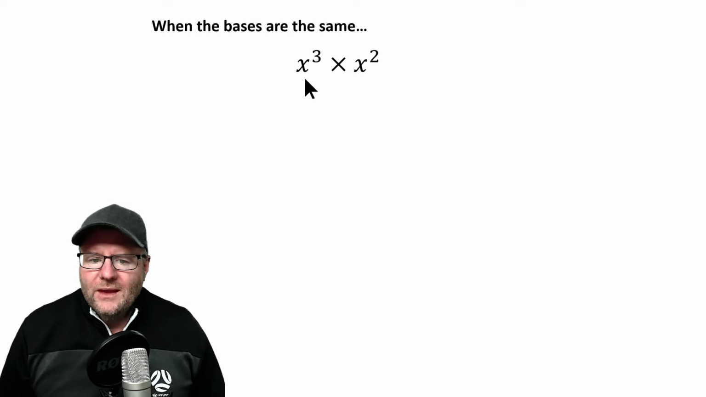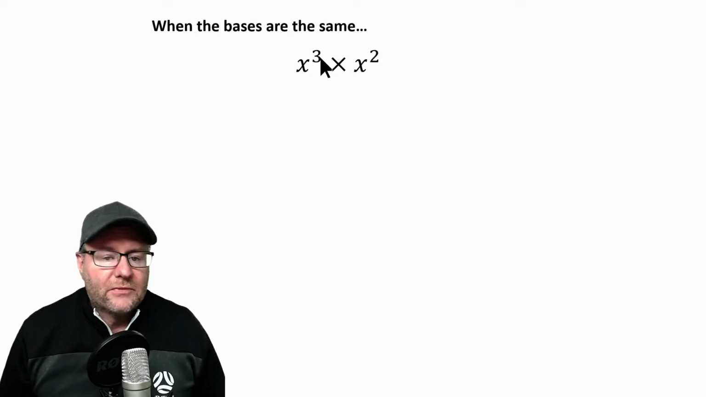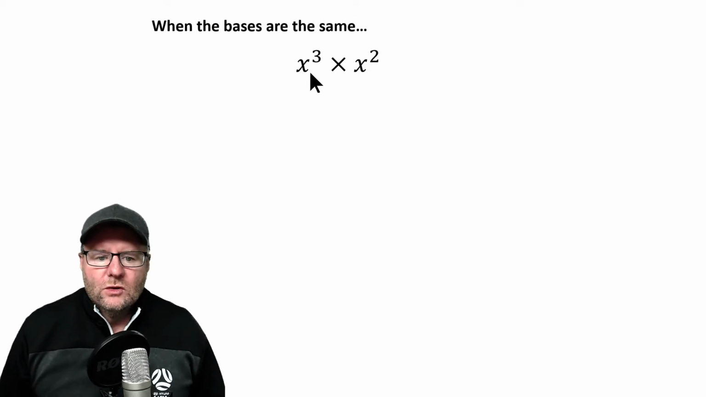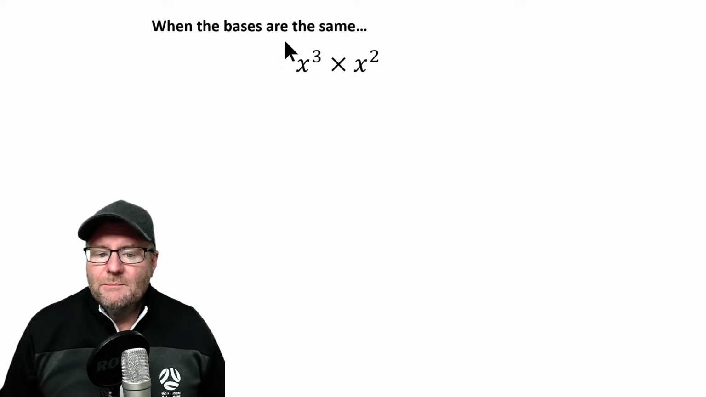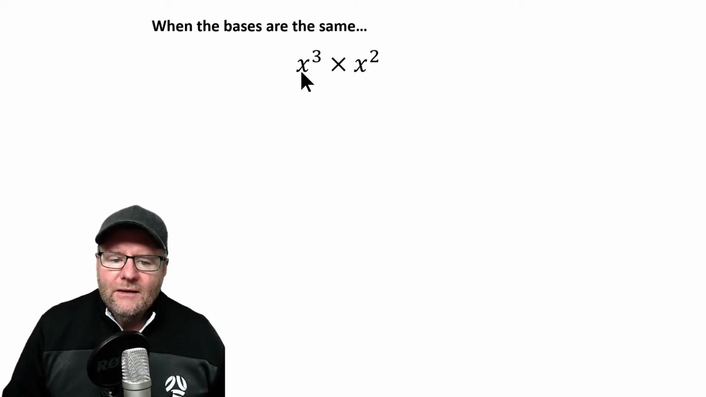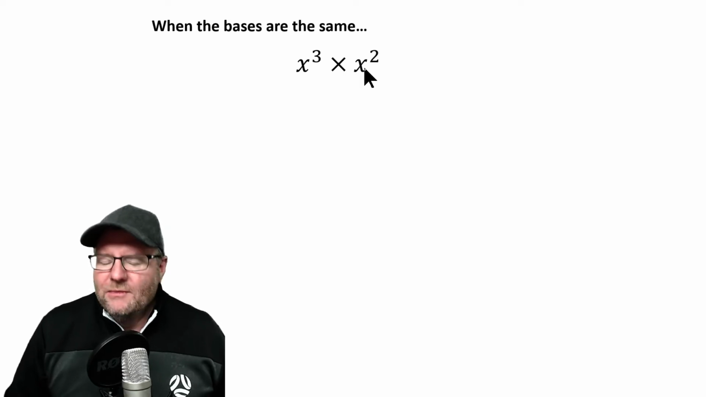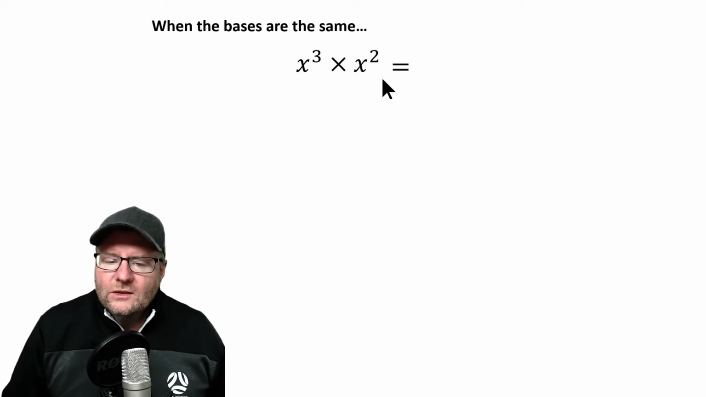When I've got x cubed times x squared, or x to the power of 3, times x to the power of 2, you'll notice in the base, they're both x's. In this case, the bases are the same. So for these index laws to work, we have to have the bases the same. If they were different, we couldn't do what we're about to do. So in this case, the bases are the same. So when I multiply these two things together, what do I get?